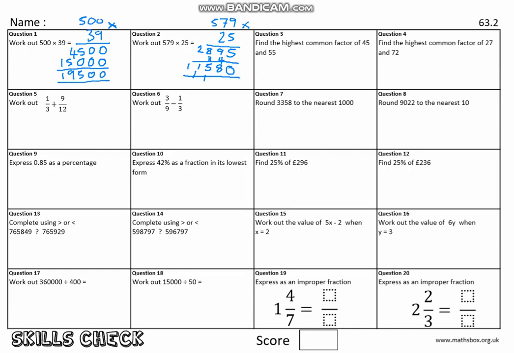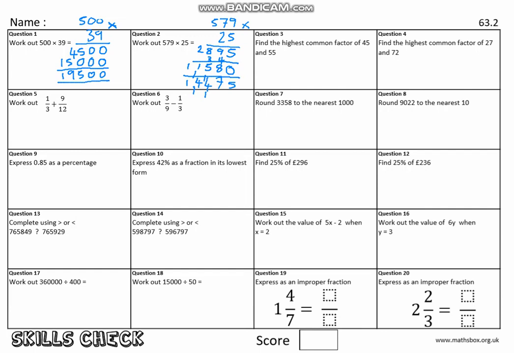Okay, so now we've got to add this number to this number. So 5 plus 0 is 5. 9 plus 8 is 17. 5 plus 8 is 13, plus 1 is 14. 1 plus 2 is 3, plus that one is 4, and then 1 plus 0 is just 1. So you should have 14,475 as your answer.